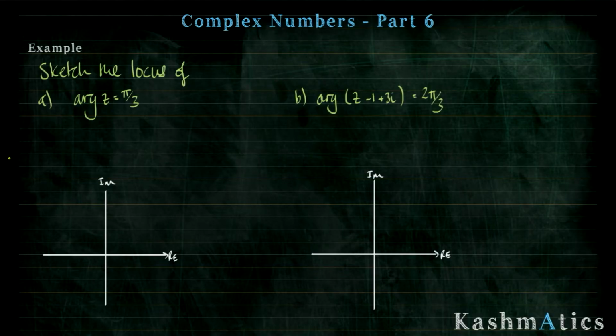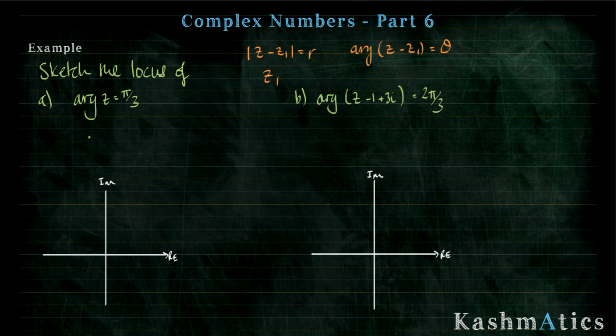Now these first 2 examples are quite straightforward, but before we start them, I'm just going to remind us of what we know already. If you have a circle, you have modulus of z minus z1 is equal to r, and for the argument we have the argument of z minus z1 is equal to some angle theta, and z1 is the focal point. Okay, that's the point we're interested in. In the case of a circle, that's the center of the circle, and in the case of the argument it's where we're measuring the argument from.